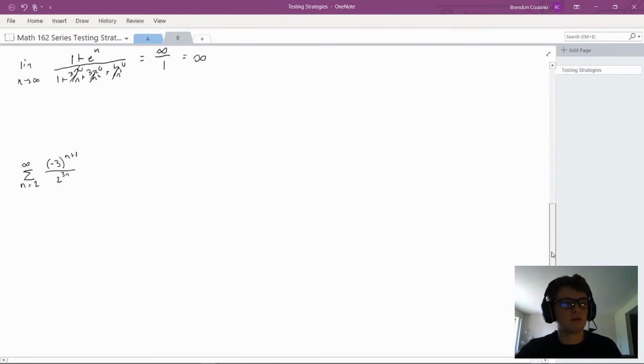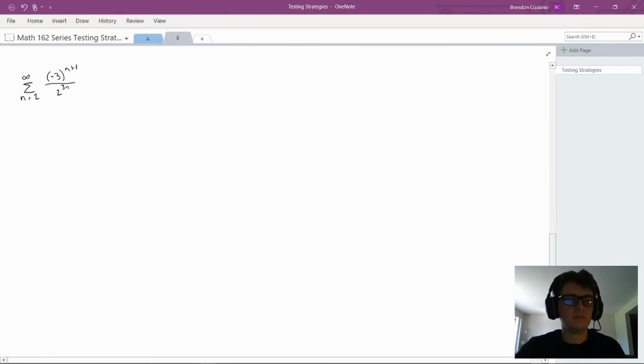Okay, let's go ahead and take a look at this last one. I'm actually going to contradict myself a little bit. So typically I always start out with doing the nth term test for divergence. But if I'm looking at this one, taking the limit of this as n approaches infinity is going to be pretty tricky with this 2 to the 3n in the denominator, and this alternating term, which we can make to be like a negative 1 to the power of n, right?